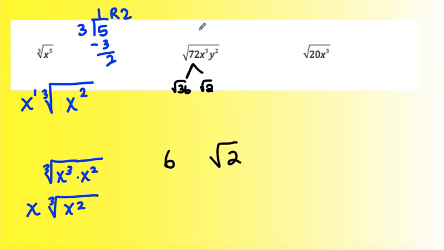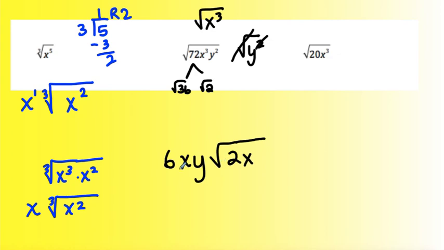Now I'm going to deal with the square root of x cubed. So I'm going to divide 3 by 2, and I get 1. So that x to the 1 is going to come out, and there's a remainder 2, so x squared comes, there's a remainder 1, so x will stay inside. Then I look at the square root of y squared. Well, we know that a square root cancels out the square, so the y will come outside. So I will get 6xy square roots of 2x.